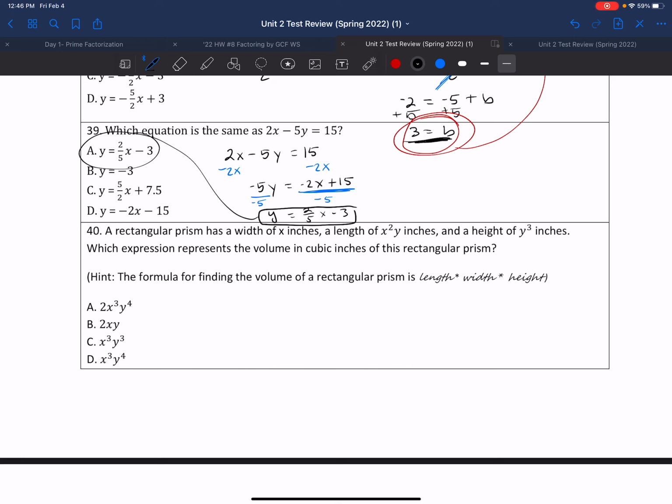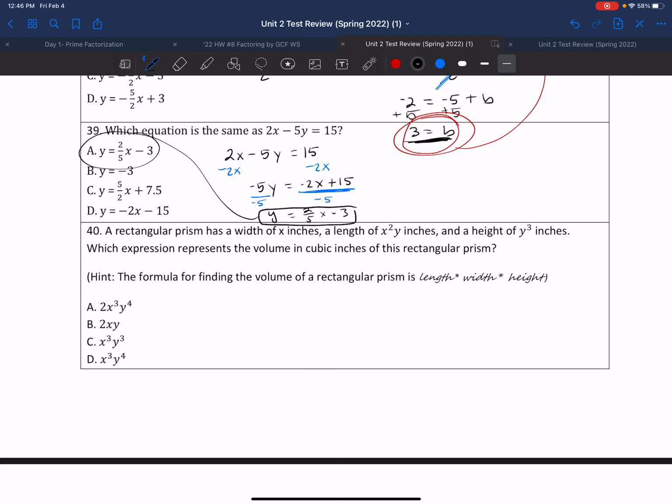So what I want to do is this: a rectangular prism has a width of x inches, a length of x squared times y inches, and a height of y cubed inches. Which expression represents the volume in cubic inches of this rectangular prism? And the formula for finding the volume of a rectangular prism is length times width times height. So that's going to be very, very useful when I'm doing this problem.